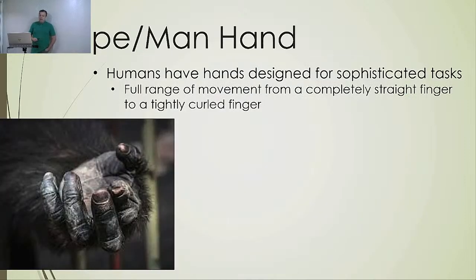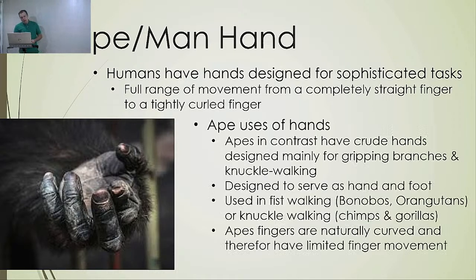Now let's look at the hands. Our hands are designed for very sophisticated tasks. We can do a number of things. Basically, we can have a variety of movement in our hands. We can make a fully extended hand and curl it into a tight fist, and a number of other movements in between. Apes, on the other hand, have very crude hands.